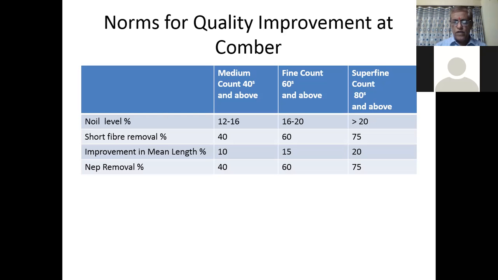So with this we conclude our lecture, in which we have studied fractionating efficiency and norms for quality improvement at comber. And remember, these are just examples. A mill may achieve even better targets than this. This is not the ultimate target. So the norms may be different for different mills. These are just shown as examples so that you can have an idea of the range of the values for different parameters.